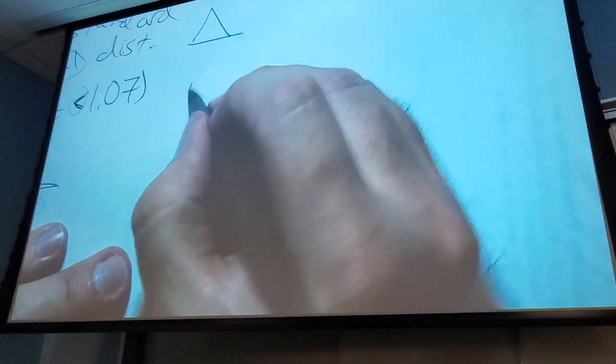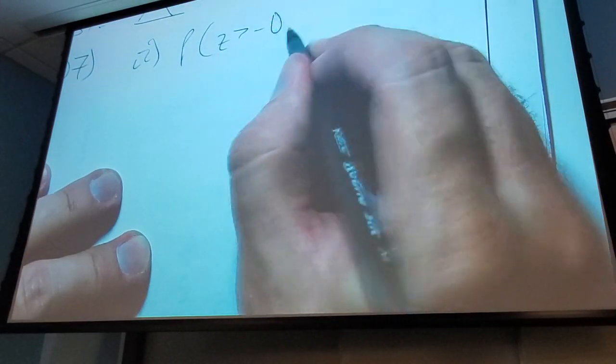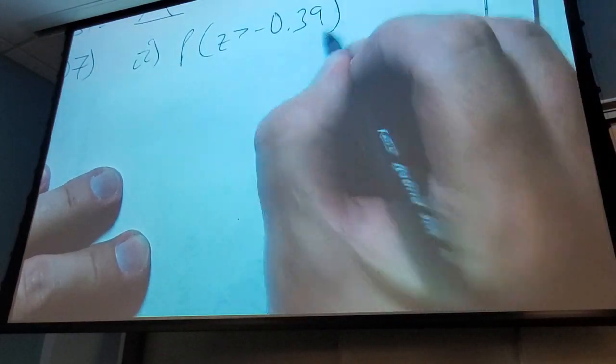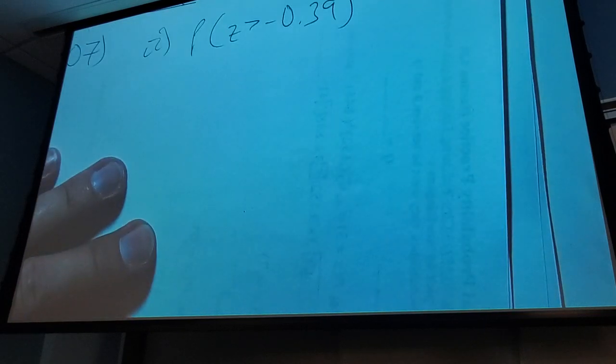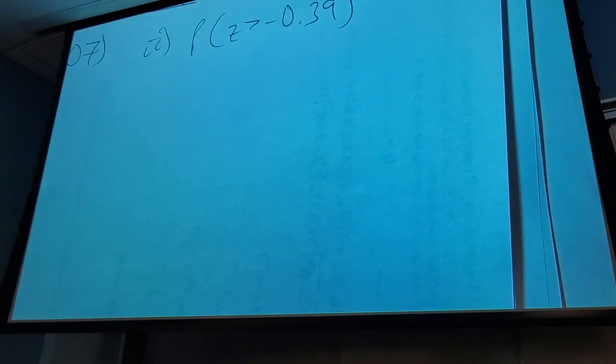Now what about this question? Find the probability that z is greater than negative 0.39. Take a second and see, or maybe several seconds, and see if you can draw that picture. Shade in the area it wants. What does it want?